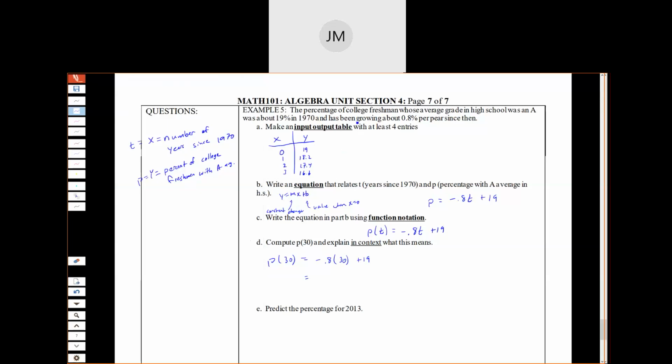I misread this. This has been growing at 0.8% per year, and I made it decreasing at 0.8% per year. So let's back up some of these numbers. I want to add 0.8%. So after 1 year, it'll be 19.8. Add another 0.8, so it'll be 20.6. Add another 0.8, so 21.4. And since this is increasing, I want it to be positive.